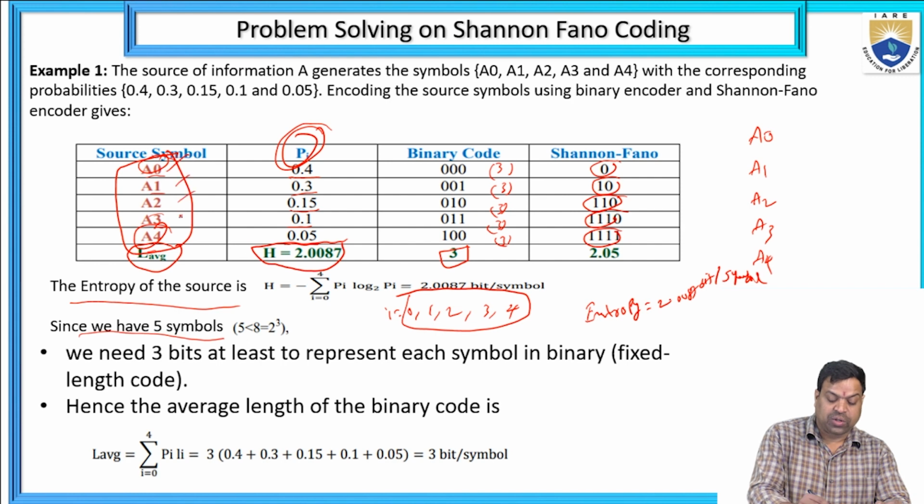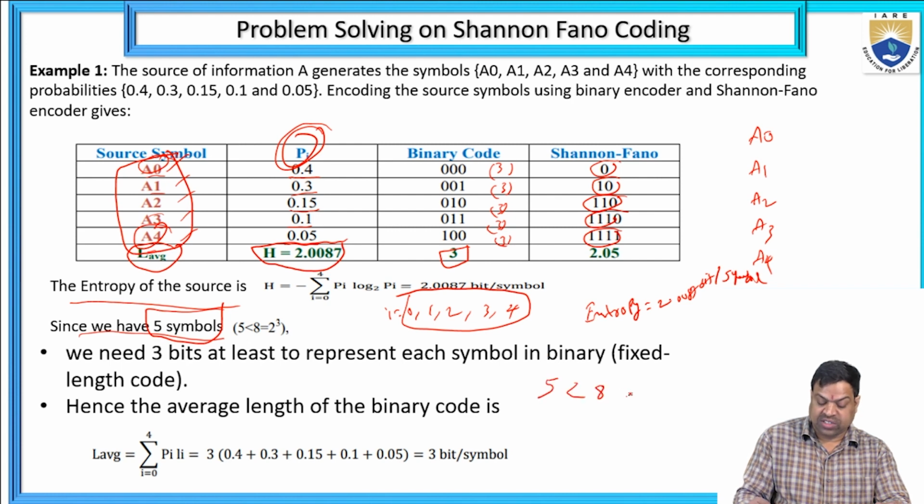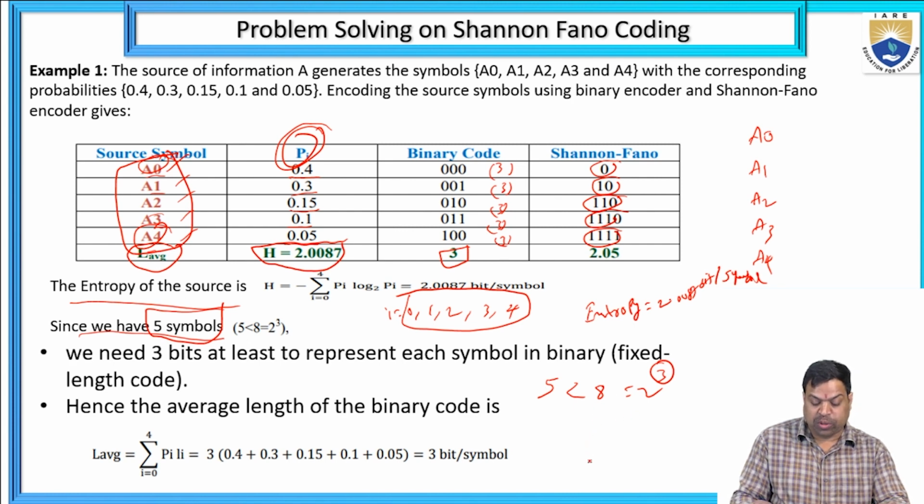A0, A1, A2, A3 and A4. So total 5 symbols are there. And 5 is less than 8, which is equal to 2 cube. Why? Because 3 is there. So I am taking the maximum probability value as 8. So 5 is less than or equal to 8, which is equal to 2 cube.